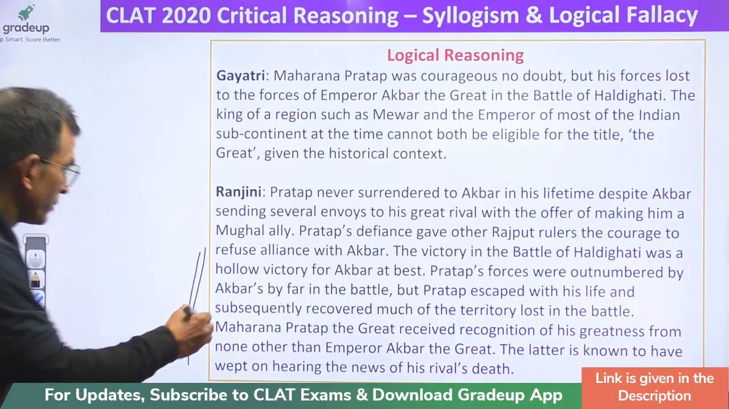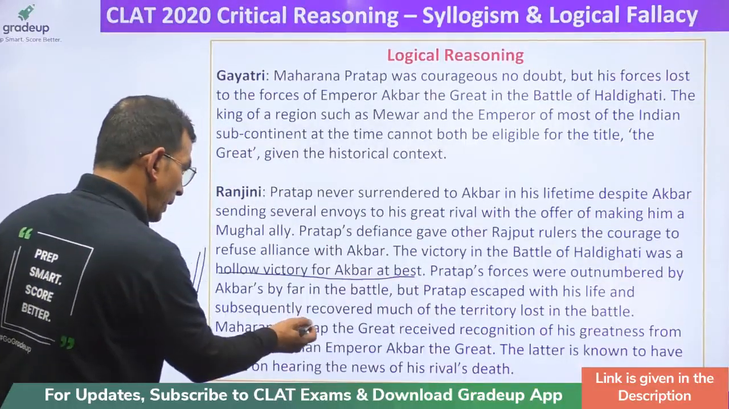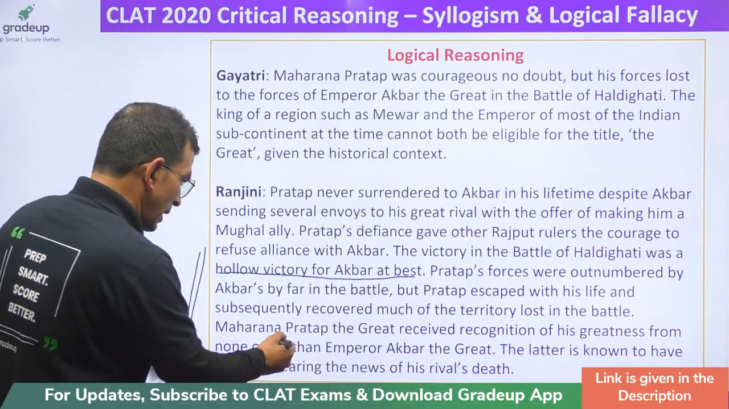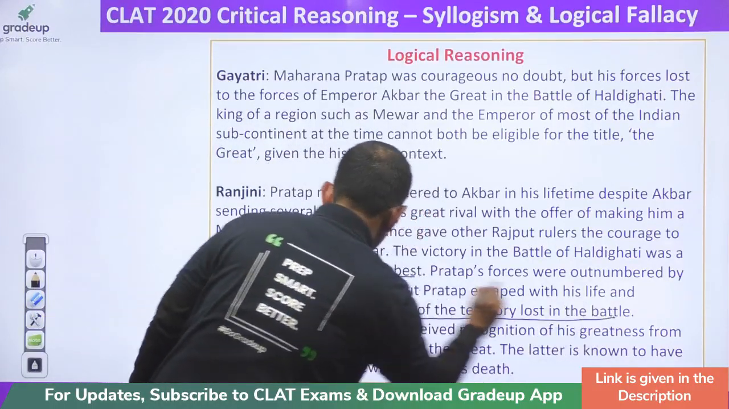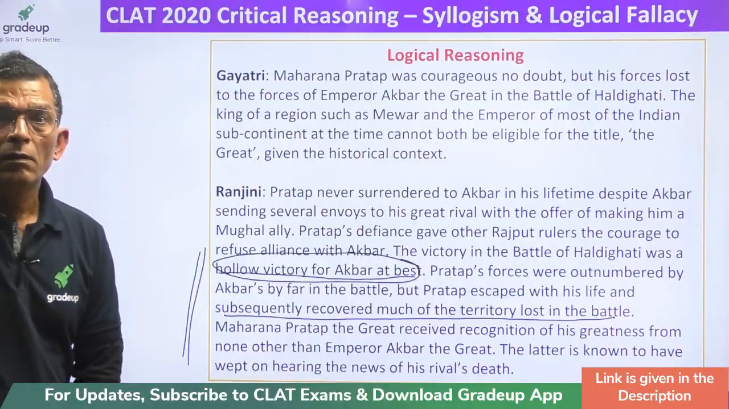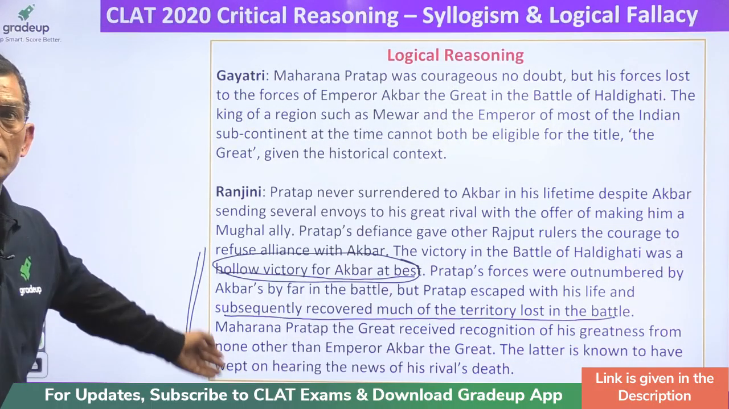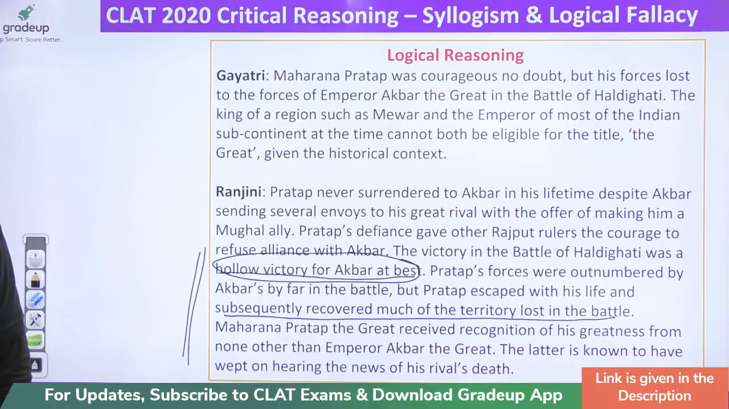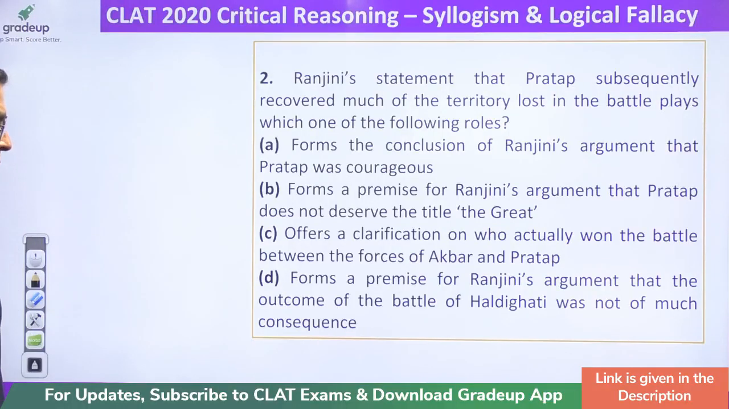This sentence, hollow victory for Akbar at best. Pratap's forces were outnumbered, okay? And then Maharana Pratap, and then it says subsequently recovered much of the territory lost. And then this. And then tell me which one. Which one is the answer? Sir, passage. Oh, this is the passage. As a question, please. Of course, I know you would be wanting to see the question. You see. Now see the question.